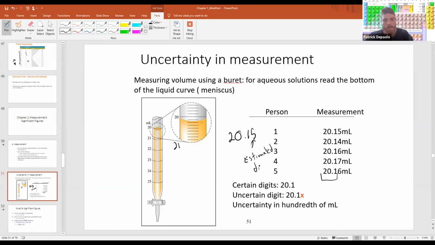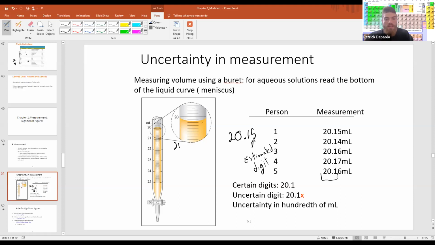Estimated digit. So with each measurement, you have this degree, this one decimal place of uncertainty called your estimated digit. And it's totally okay for that to vary, and for you to get a different number than someone else, and for you to use that in an actual calculation. It's accepted to have one estimated digit.